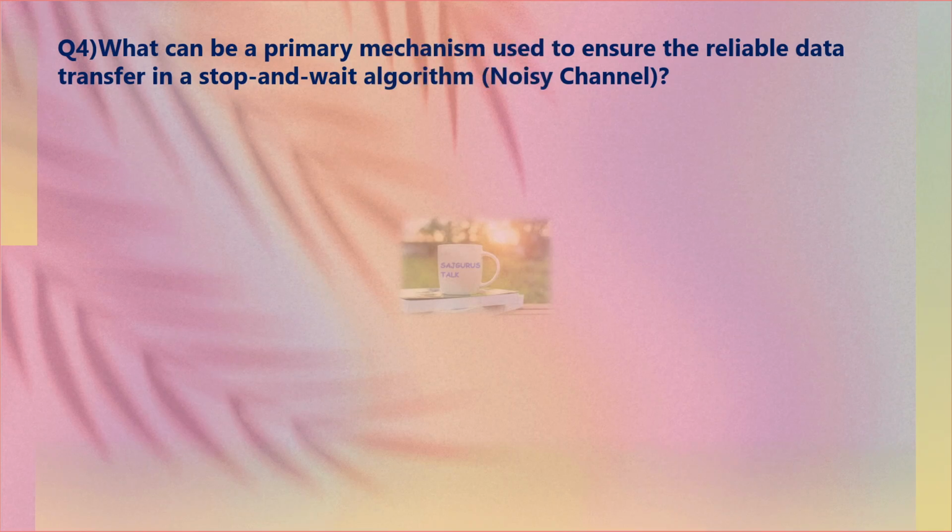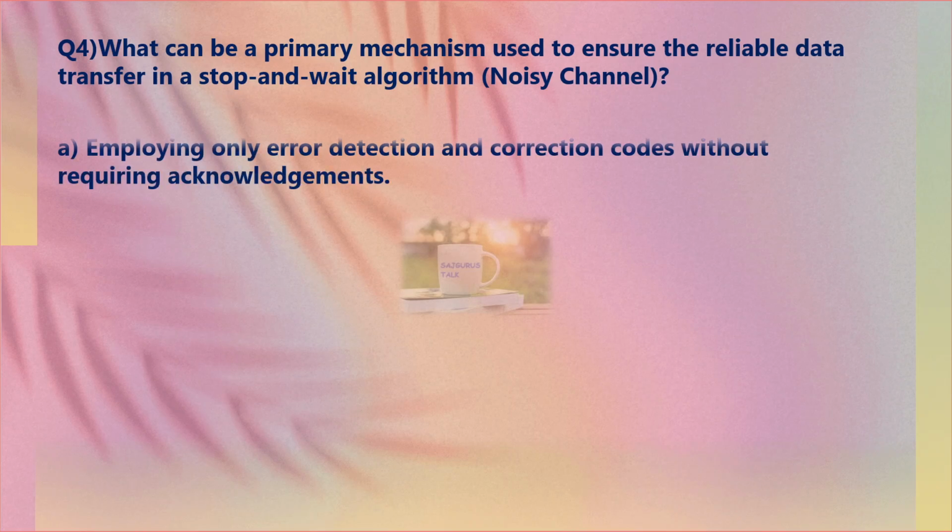Fourth one. What can be a primary mechanism used to ensure reliable data transfer in a stop and wait algorithm? So here they have given the noisy channel. The options are given.